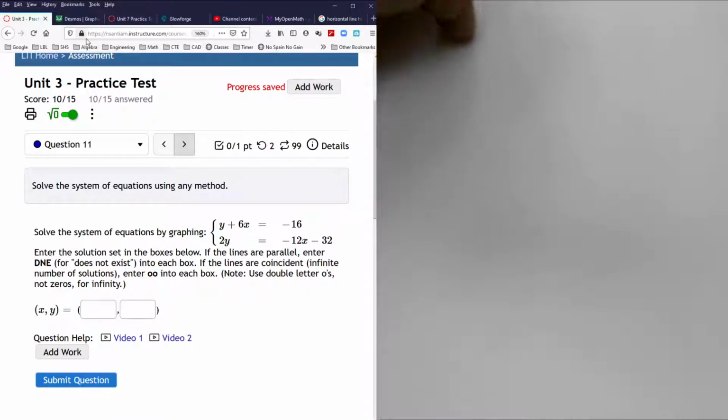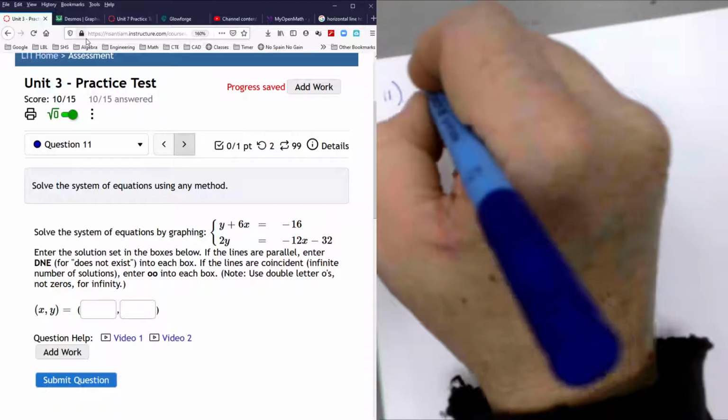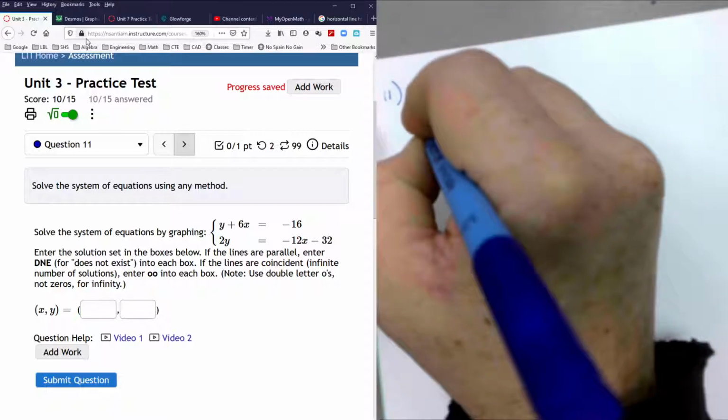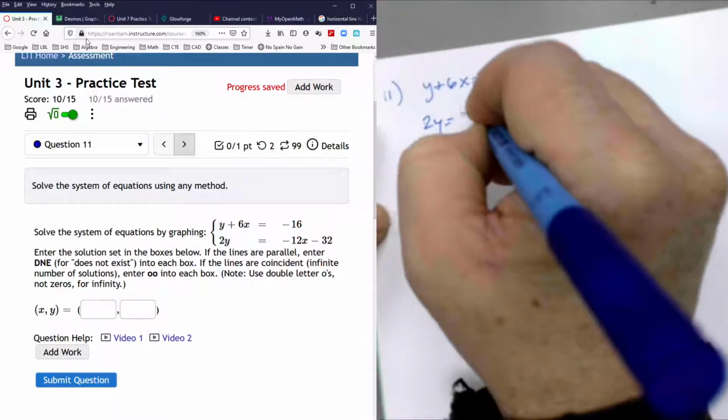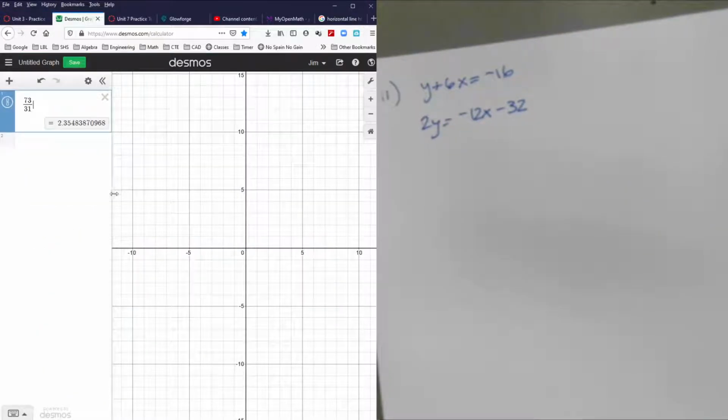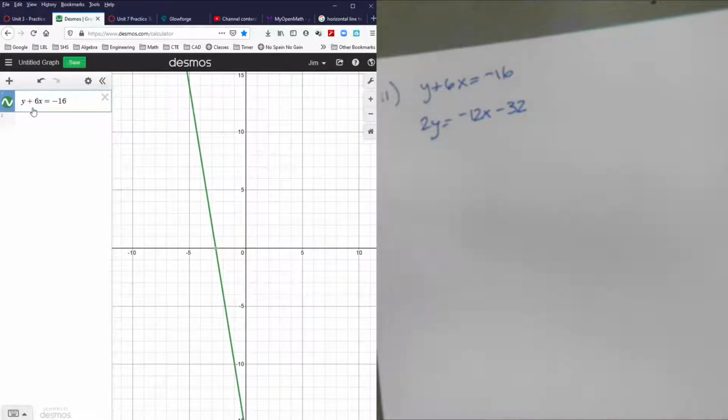So on number 11, I've got the equation y plus 6x is equal to negative 16, and I've got 2y is equal to negative 12x minus 32. Okay. So I'm just going to go ahead and graph this. So I'll create two equations here. So I've got y plus 6x is equal to negative 16. So there's the first line. The second line is going to be 2y is equal to negative 12x minus 32.